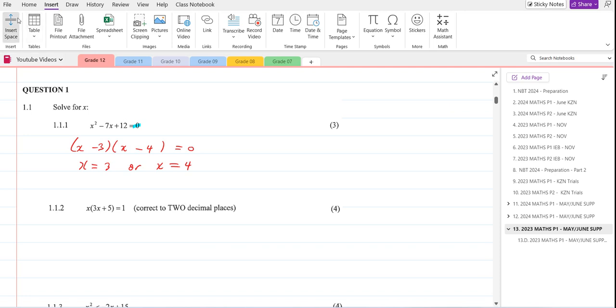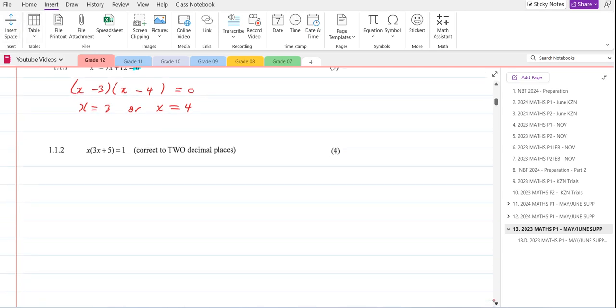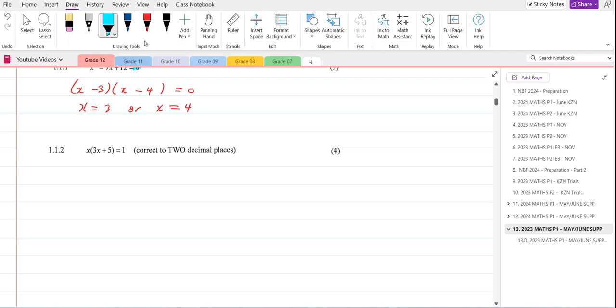Moving on to the next question, what we have is x into 3x plus 5 is equal to 1, correct to 2 decimal places. Now when they tell you that, you have to use the quadratic formula, so open up everything and write it in standard form. So we have 3x squared plus 5x, bring the 1 over, minus 1 is equal to 0. So I have it in standard form.